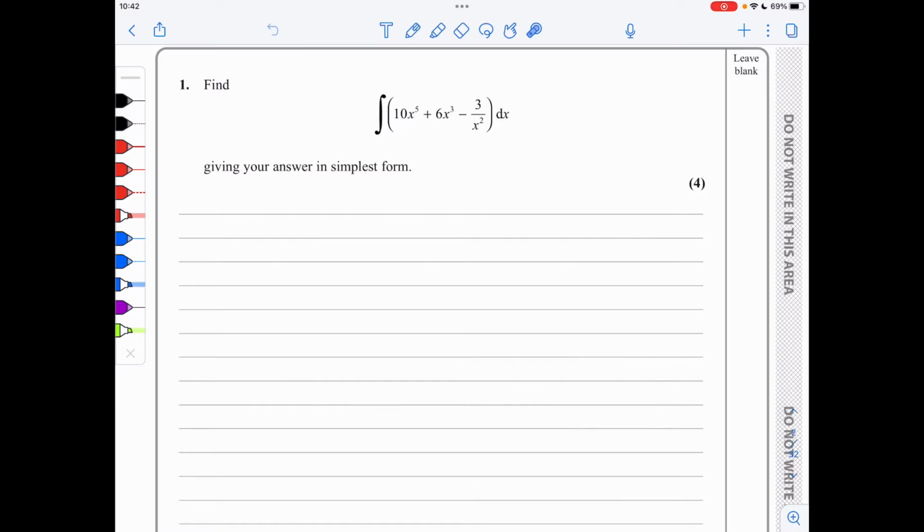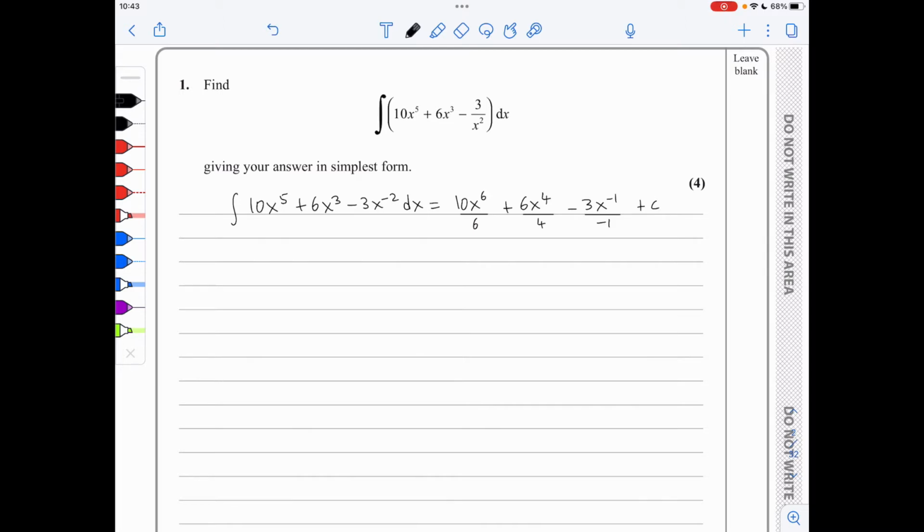In question 1, we need to find this indefinite integral, giving our answer in its simplest form. So we start by writing the integral in index form. So it's 10x to the power of 5 plus 6x cubed minus 3x to the minus 2 dx. So we increase the power by 1, 10x to the 6 over 6 plus 6x to the 4 over 4, we divide by the new power, minus 3x to the minus 1 over minus 1 plus c.